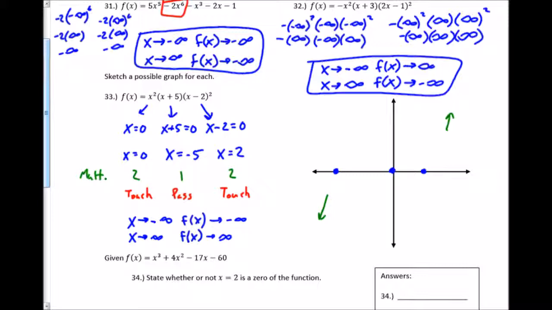And now as I start to graph this, I have to be going this way. As I approach the negative 5, I want to pass through because the multiplicity told me so. At the 0, I just want to touch. At the 2, I just want to touch. And then I have to continue up forever. And so using the multiplicity and the end behavior, I can draw a quick sketch of this thing and immediately kind of see where the relative maximums and minimums are going to be. And that's it.